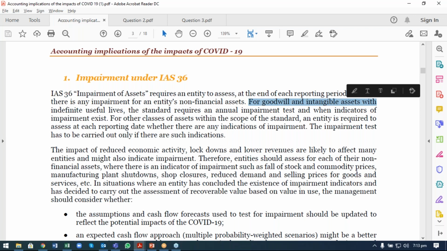Remdesivir, I think, is a new drug that was launched by a US company, Gilead Sciences. So that drug is still in the process of launch, and it's not giving the result that was expected of it. So that might have impacted the intangible asset for that specific company, Gilead Sciences. Any investment or development expenditure that Gilead Sciences has already capitalized might have to be charged to the profit and loss account. So that's another situation that could be accounted for.